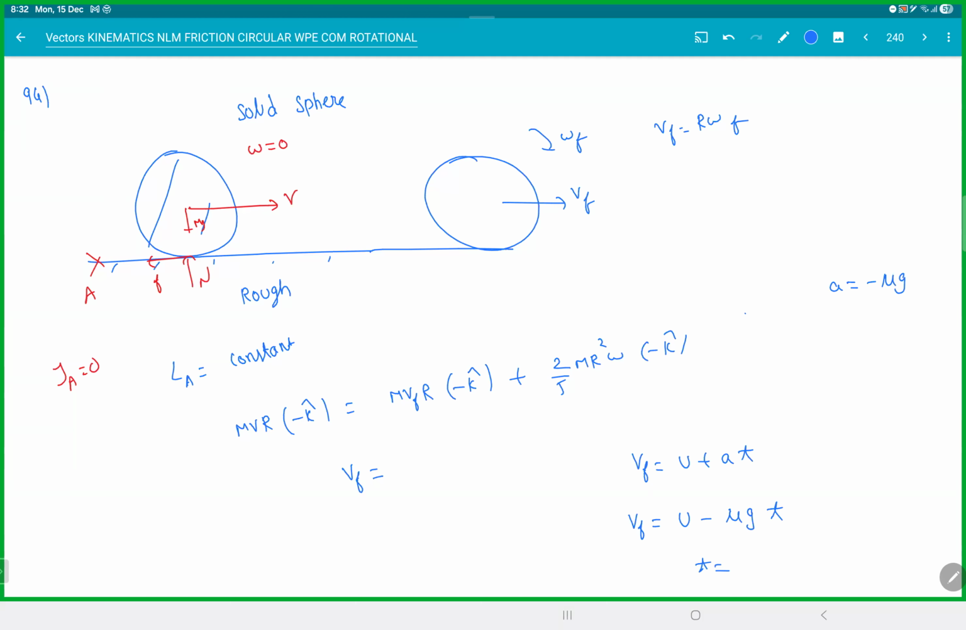I can even ask you to find the distance traveled before it stopped slipping. All that stuff you can ask. You can play around more. But it's a very good question. I can even ask what if it has an initial omega and all. But check it out. We did 2-3 models on this.